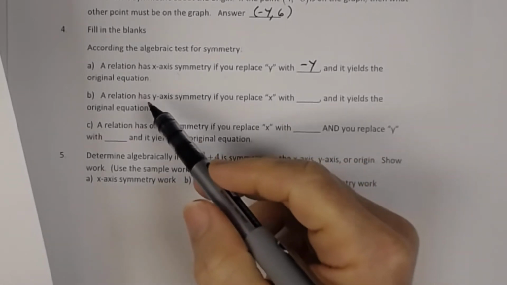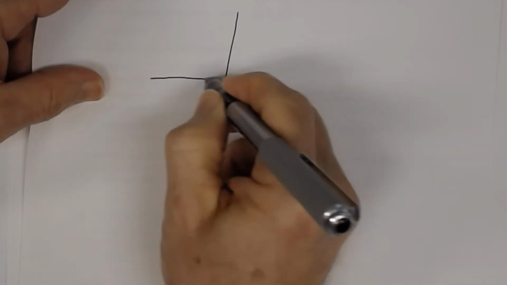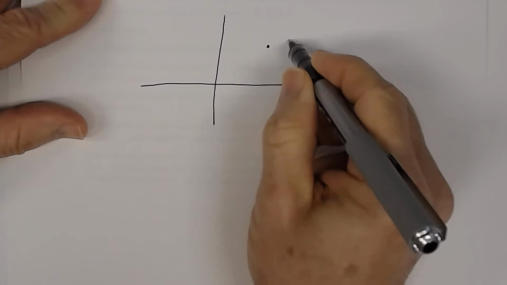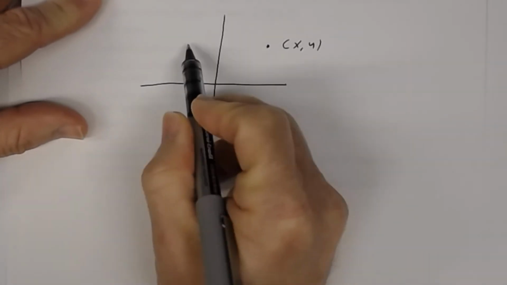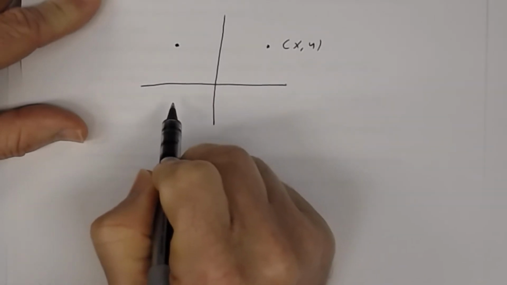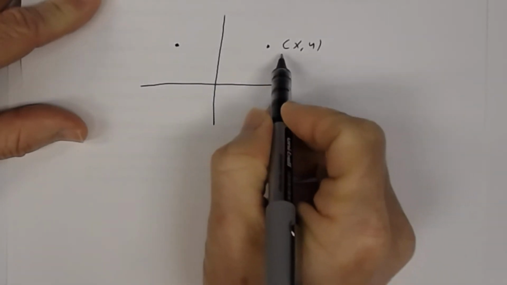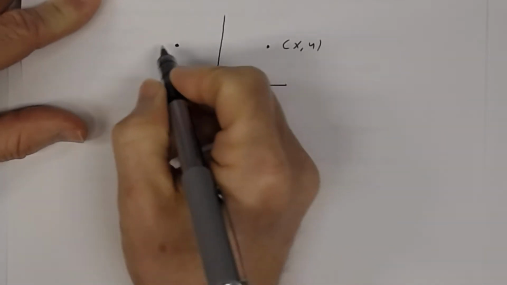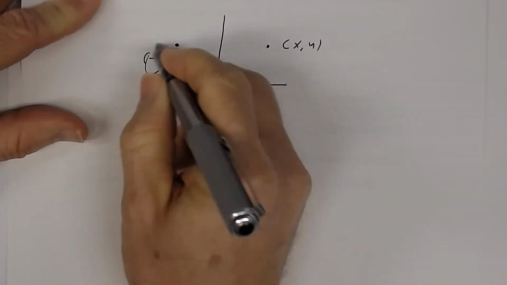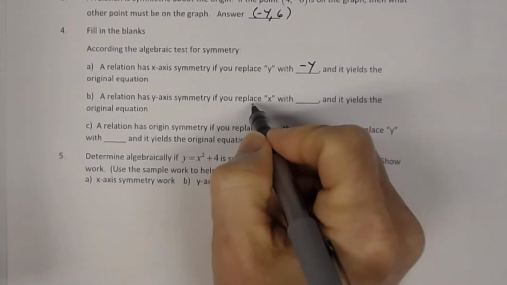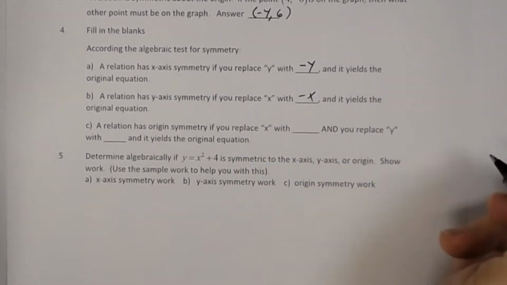So for example, in part B, a relation has y-axis symmetry. So if you're told this is y-axis symmetry, so let's say you have this point here, xy, then if it's y-axis symmetry, then this point should be on the graph as well. And so if you have y-axis symmetry, then notice that the y-coordinate stays the same, but the x becomes opposite. So this is -x, y. So in this case, you replace x with -x.